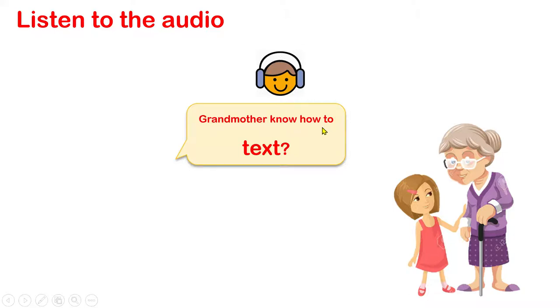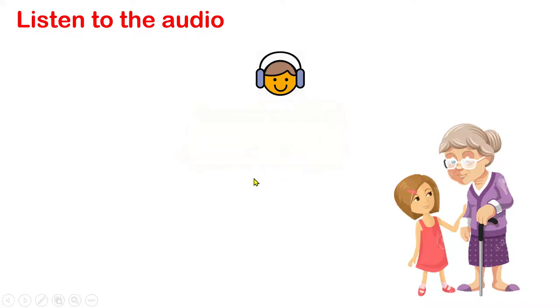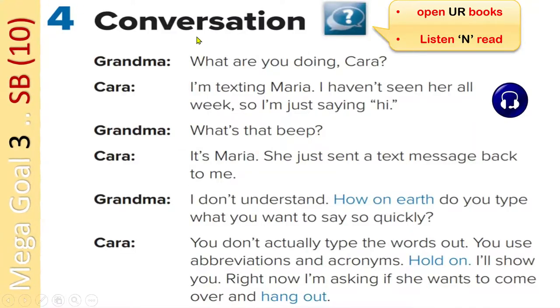Does the grandmother know how to text? Of course, at the end, yes, yeah. Now she knows how to text. Okay, now we've got the conversation.